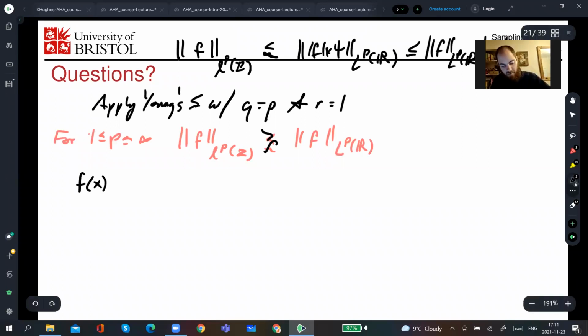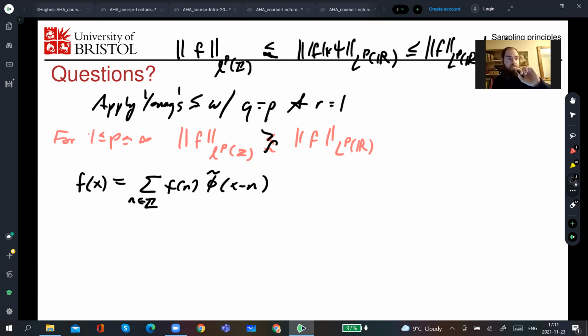Instead, we're going to take f of x equal to the sum over n in Z of f of n times phi tilde of x minus n. This is proved just like the Nyquist-Shannon formula was proved.